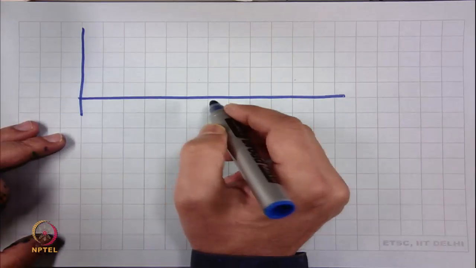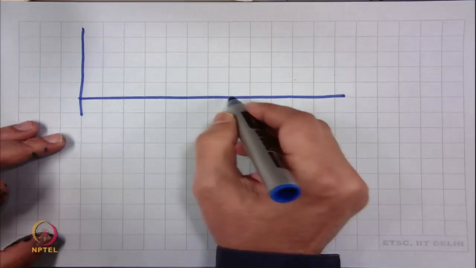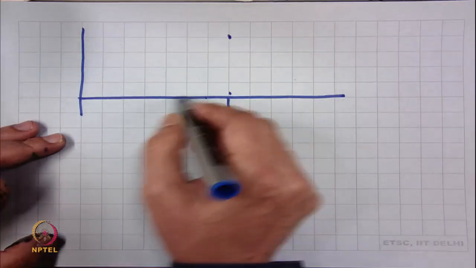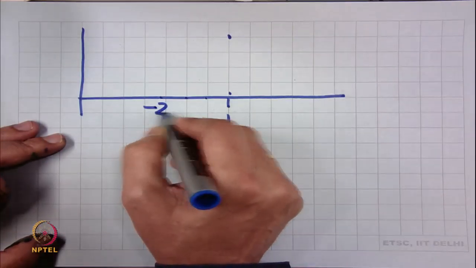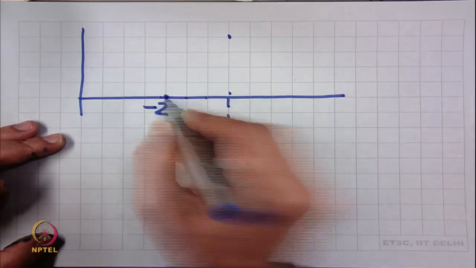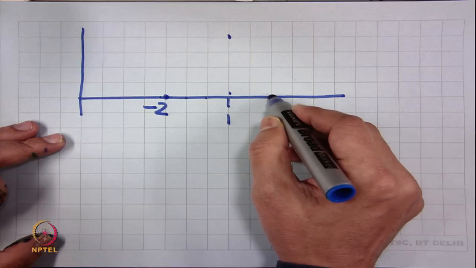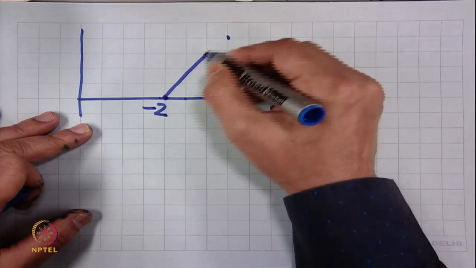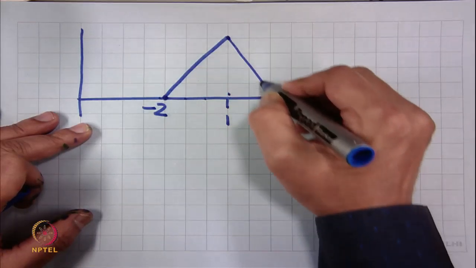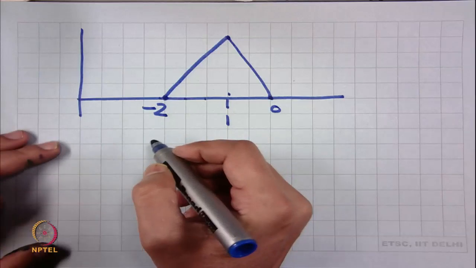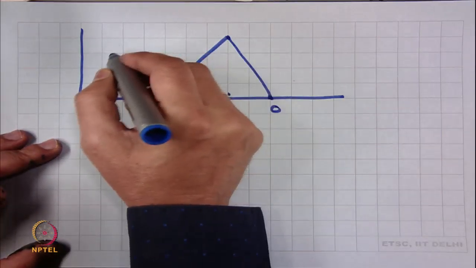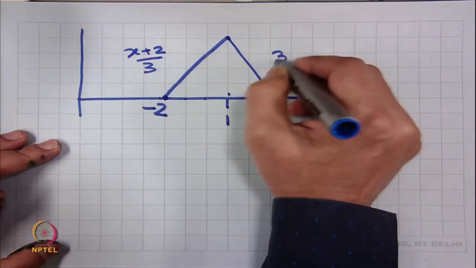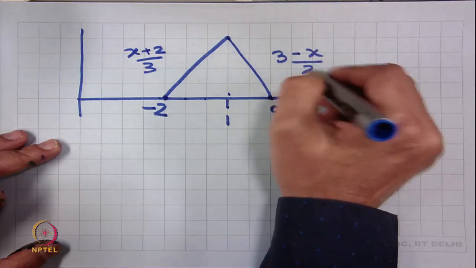Let us draw the membership function for A, which is 1 at 1, 0 at minus 2, and 0 at 3. So, we get this triangular fuzzy number, and we know that Lx is (x plus 2) upon 3 and Rx is (3 minus x) by 2.